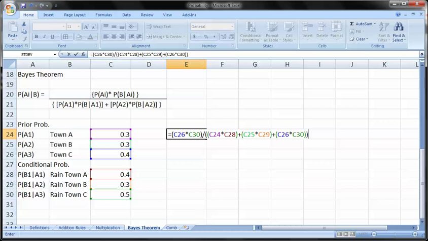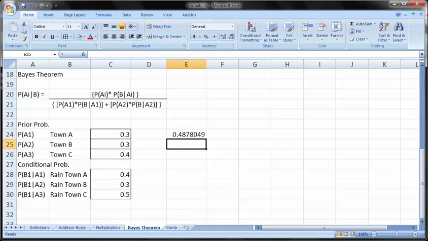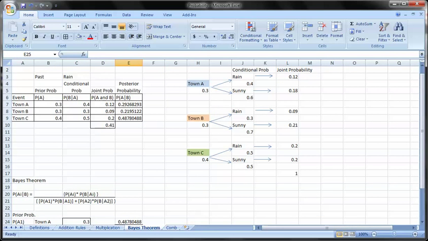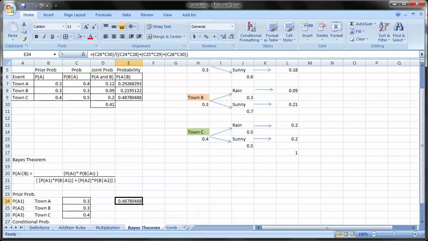So you have to be very careful about these parentheses. Otherwise, you're probably going to get the wrong answer, because Excel will only calculate or compute based on what you enter into it. So it should look something like that. And we get an answer of 0.4878049, which, lo and behold, is exactly what we have up above. So that is Bayes' theorem.